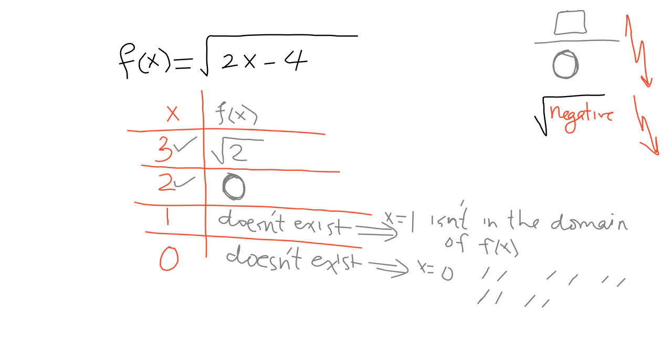So what I should do is take this and set it as greater than or equal to 0. I have to exclude 1 and 0, right? We'll see whether we have any other values, in addition to 0 and 1, that should be excluded from the domain. How to do that? Just set the expression inside the radical greater than or equal to 0.